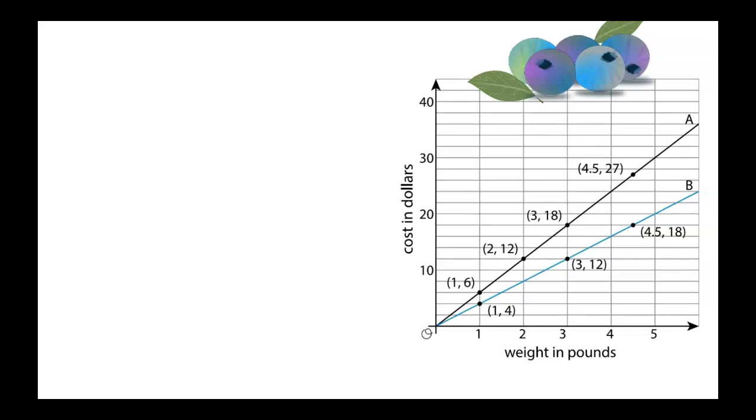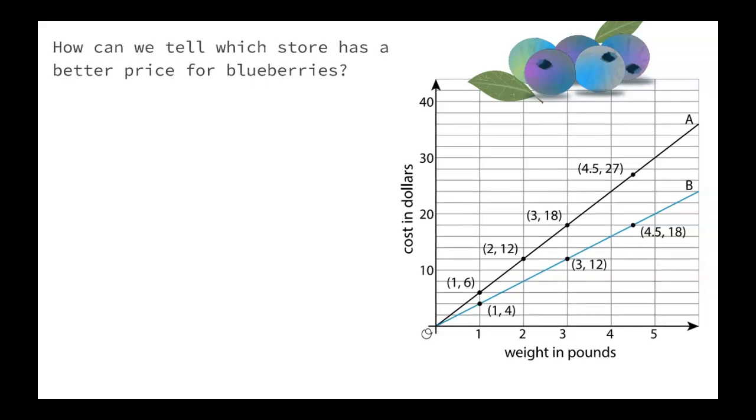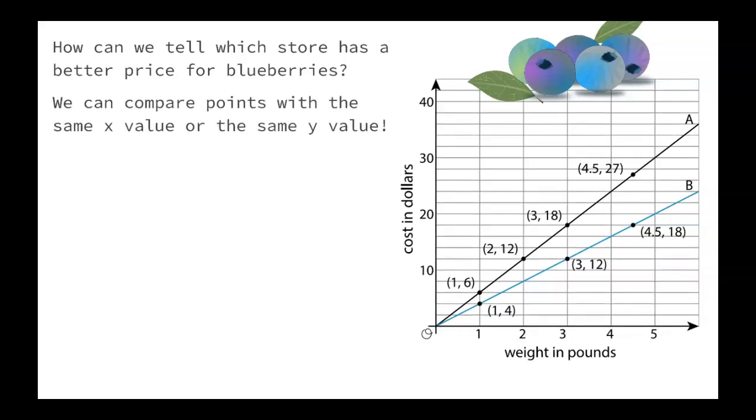We're going to look at this graph comparing the cost of blueberries at two different stores. So how can you tell which store has a better price for blueberries? In a situation, I want you to know that you can compare points with either the same X value or the same Y value and try to interpret their meaning.